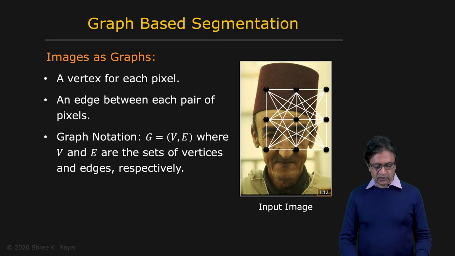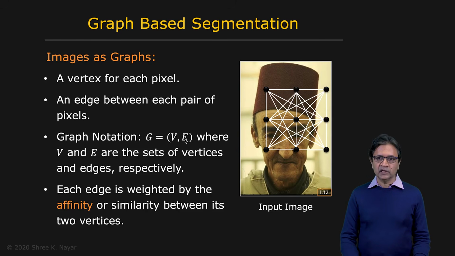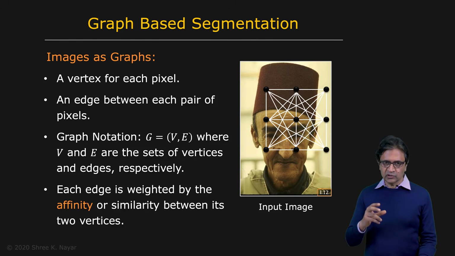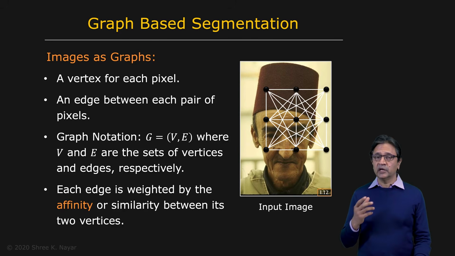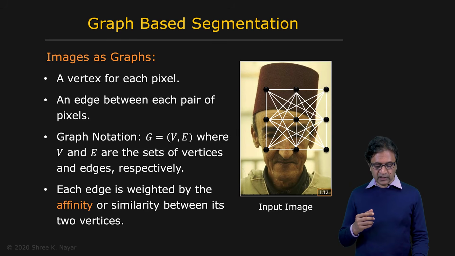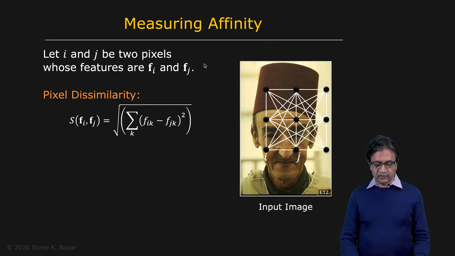So then the notation is that we have a graph G with vertices V and edges E. And each edge has a weight associated with it. Each edge is weighted by the affinity or similarity between its two vertices or pixels. This notion of affinity is very important to the way this segmentation actually works. So let's take a look at the concept of affinity.